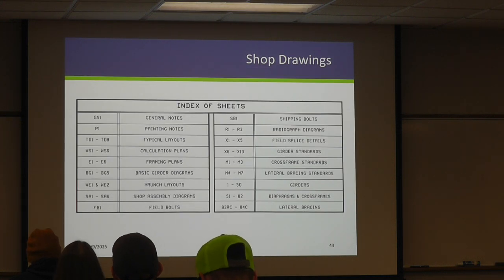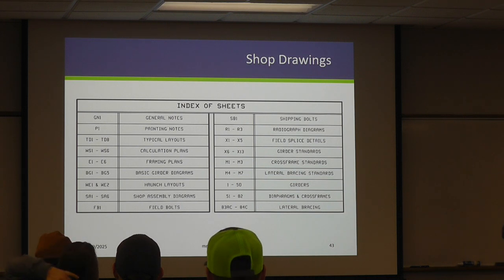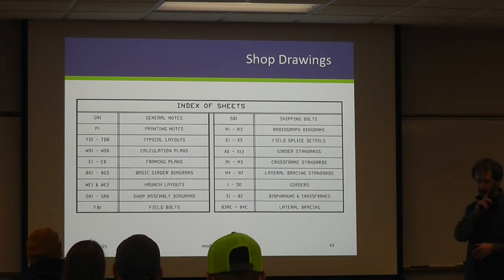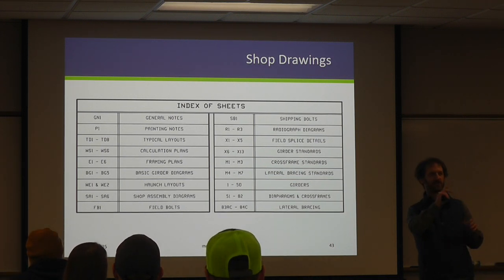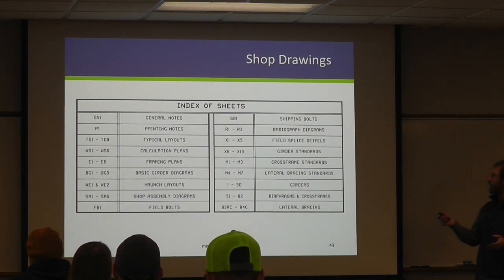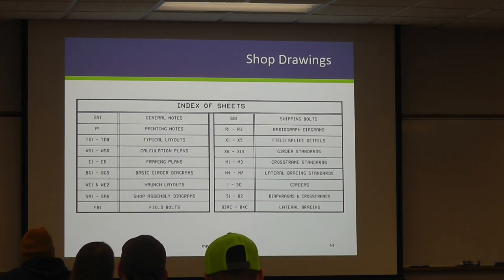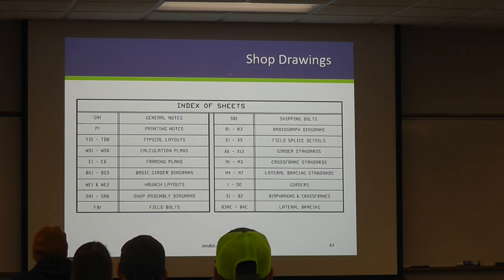Here's a list of your sheets. For your example bridge right here, I believe the shop drawings are about a 500-page plan set. And that's just to fabricate the beams and the cross frames. So here would be your typical layout. You can see a lot of different elements go into making your bridge system as a whole. You've got a whole sheet just dedicated to the bolts that are required to be shipped to the job.